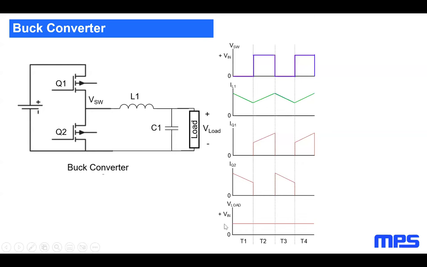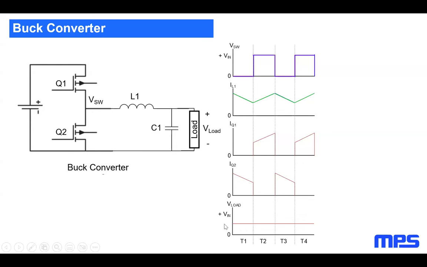So to finish with the topologies, let's go to a 4-switch buck boost. So if you need an output voltage that can be either higher or lower than your supply voltage, and you actually want it to be positive, so you are not supplying LEDs anymore, but you are supplying actually a device that needs positive voltage from ground, then you will need 4 switches when implementing a buck boost topology.